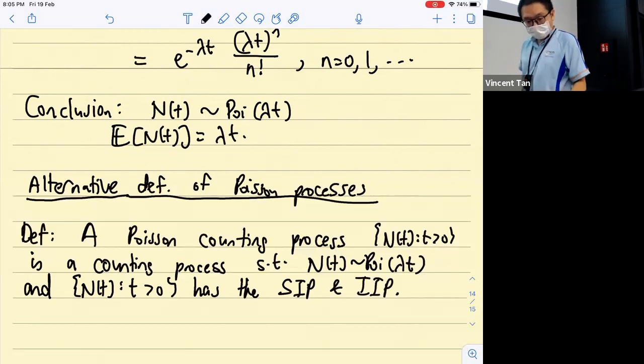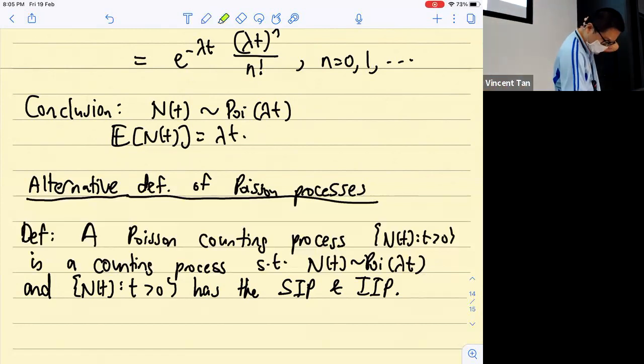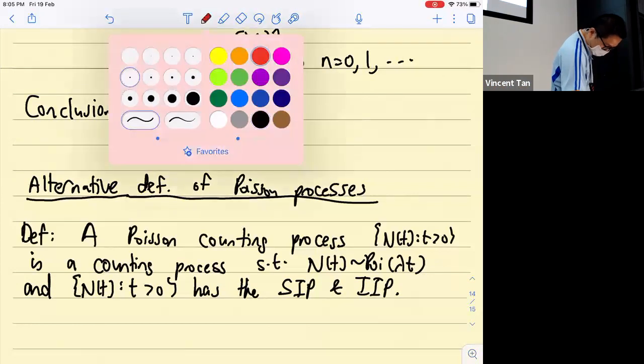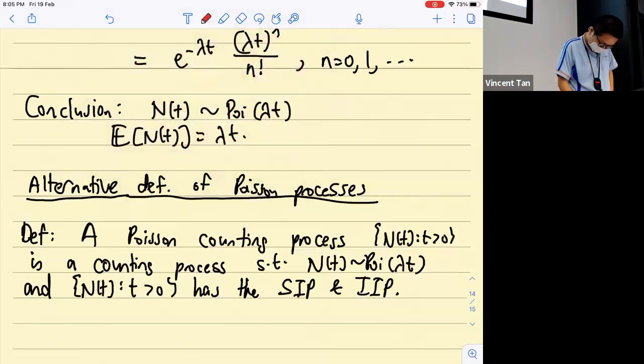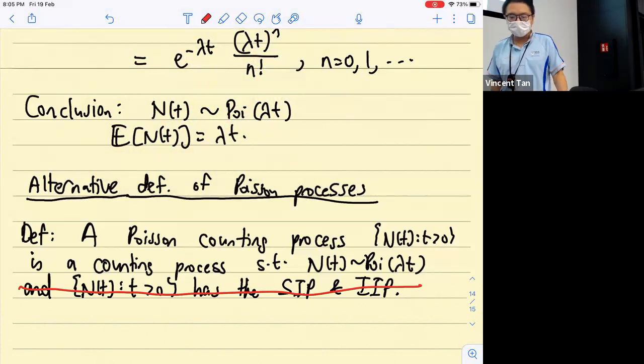Please read this carefully. Why do I want to ask you to read this carefully? It's not for fun. Because you would think that if I do the following, a Poisson counting process is a counting process such that this, and we get rid of this last line, this is a legitimate definition. You might think this is okay. We can define the Poisson counting process just by N_t distributed as Poisson(lambda t).